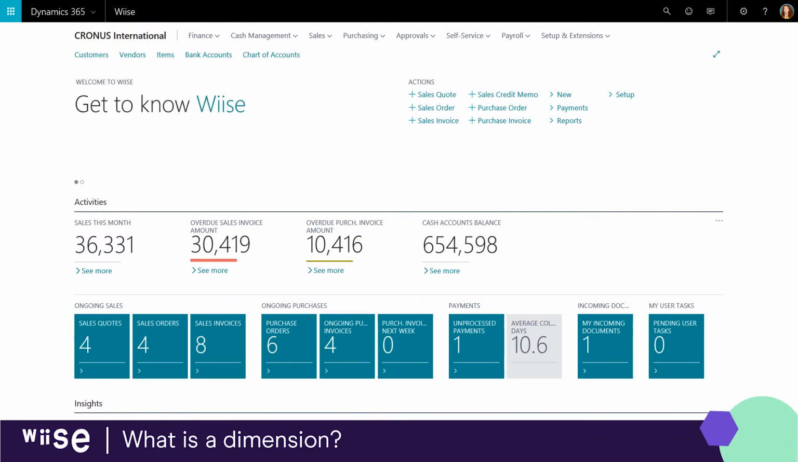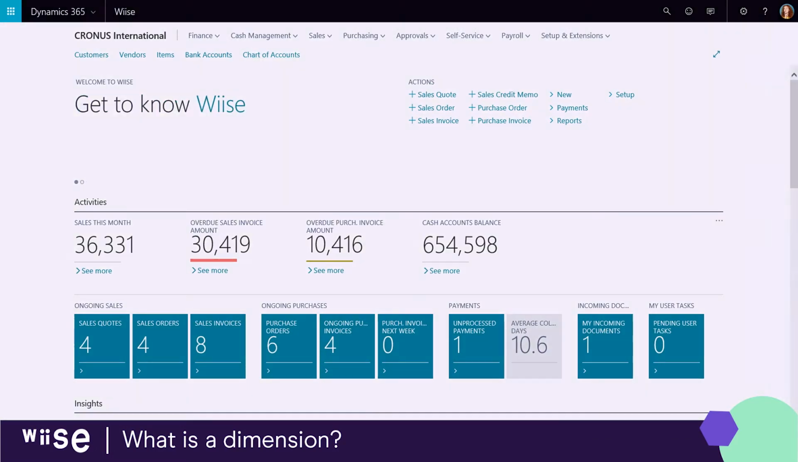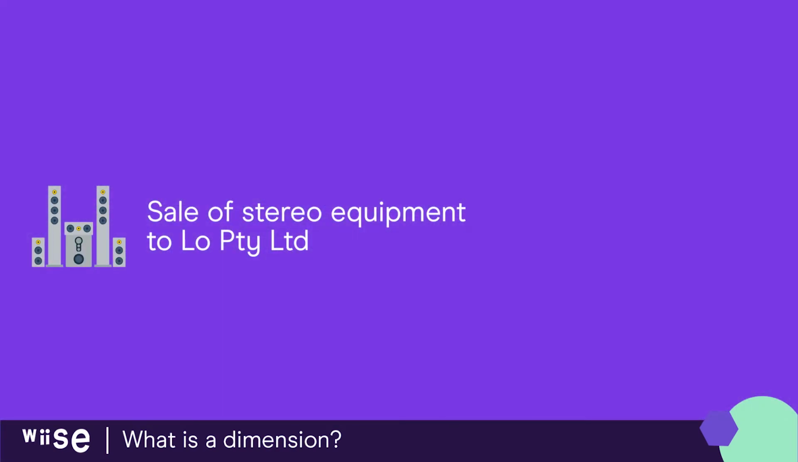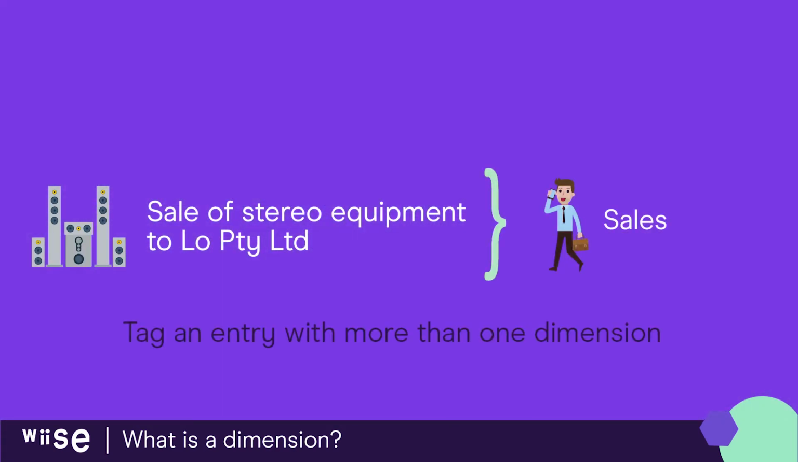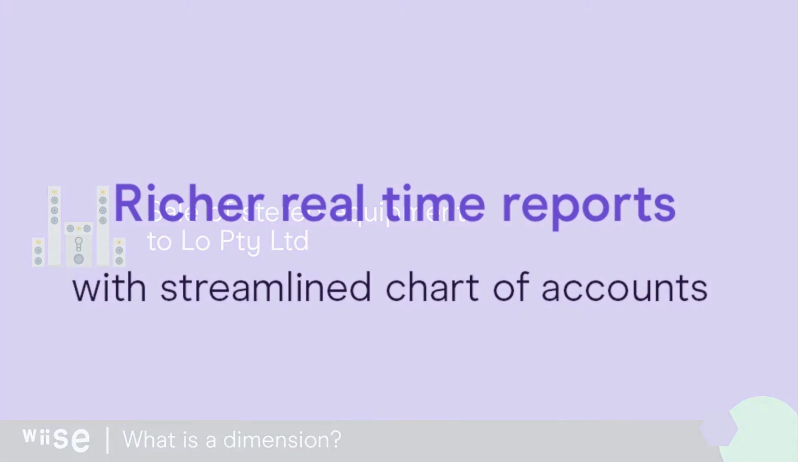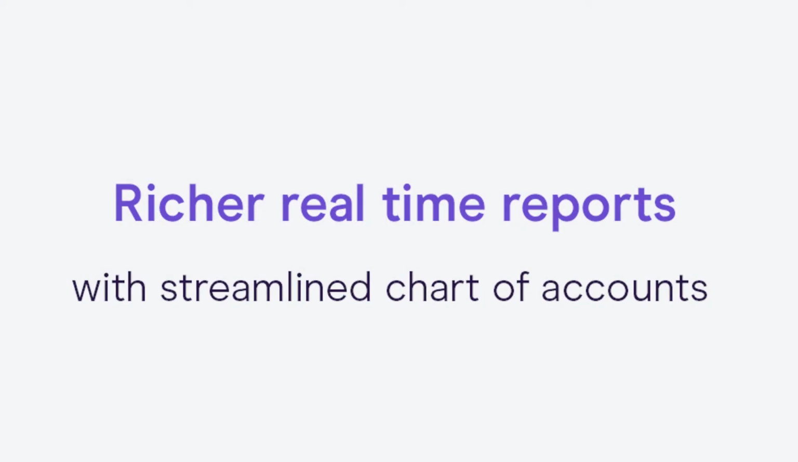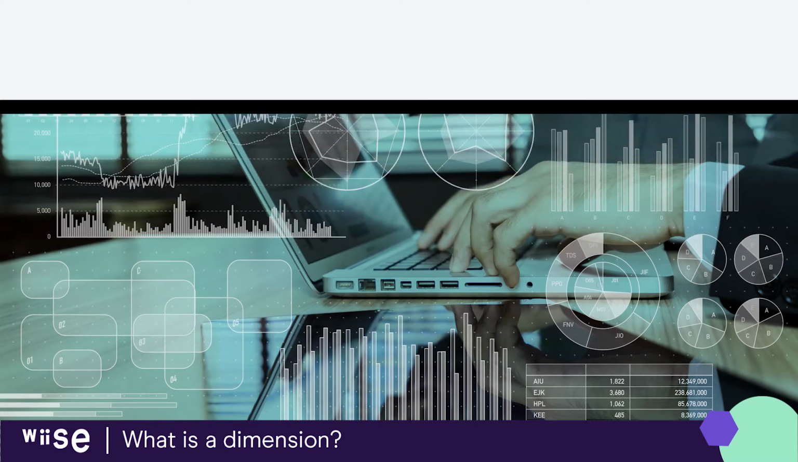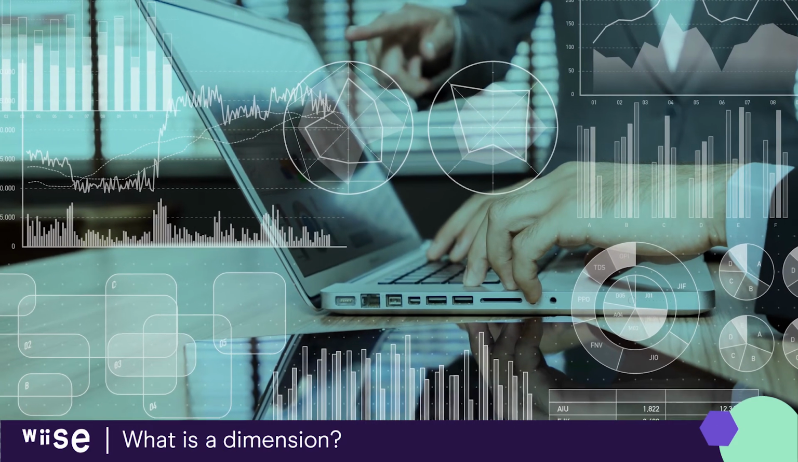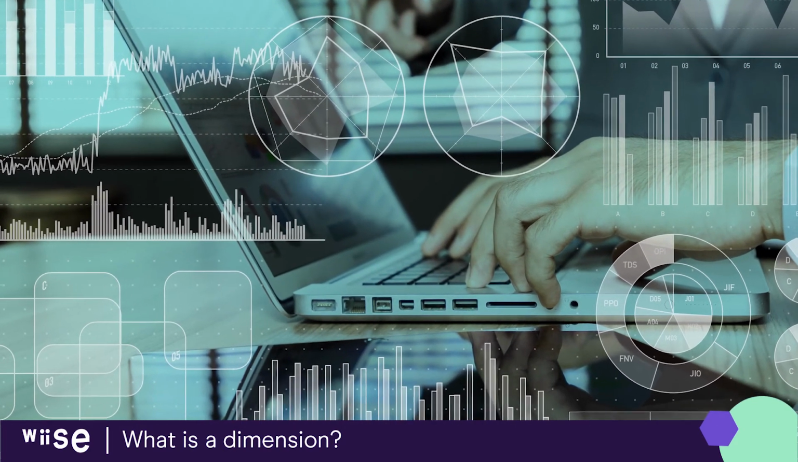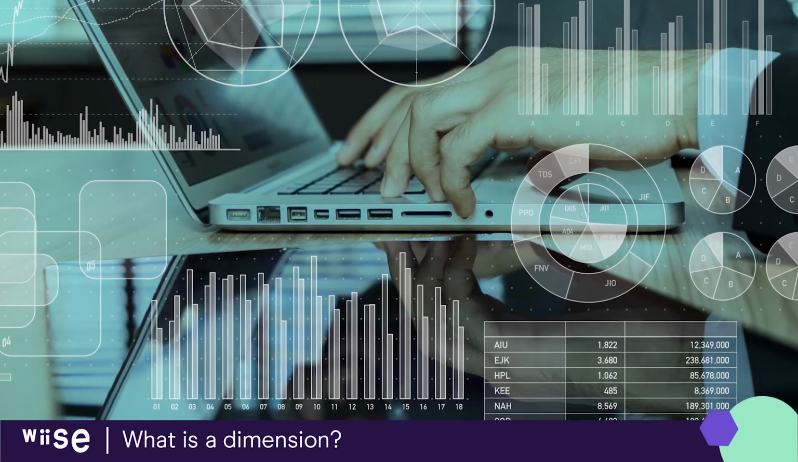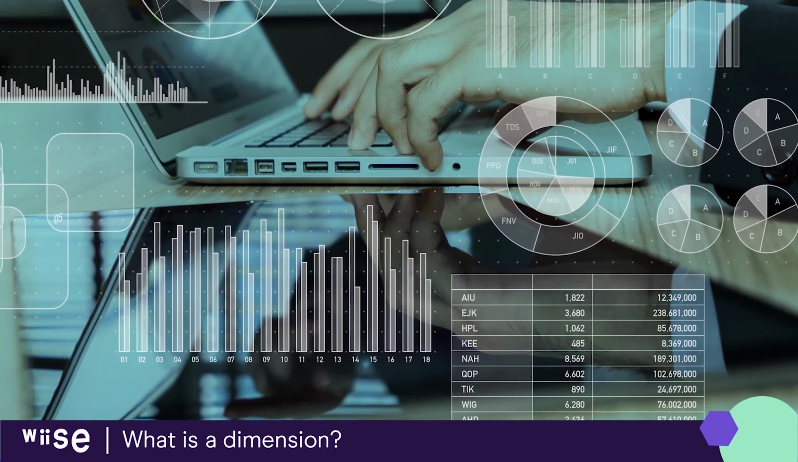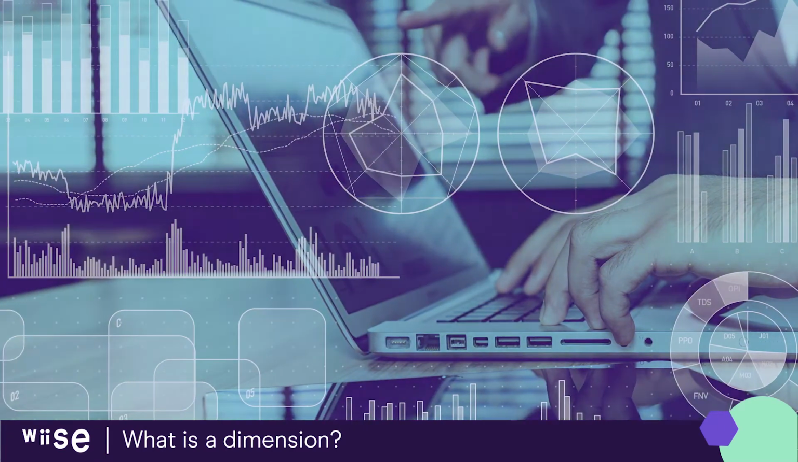A dimension is data or a context that you can add to an entry to act as a kind of marker. This allows Wiise to group entries with similar characteristics and easily retrieve these groups for analysis purposes. Therefore, the extensive sub-accounts in your chart of accounts that you use to organise cost centres, regions, departments or projects can be done through dimensions, leaving you with a chart of accounts that is easier to maintain while still allowing for detailed reporting that you need.